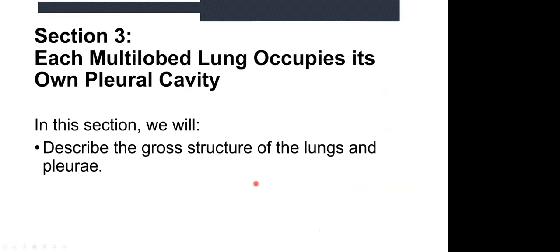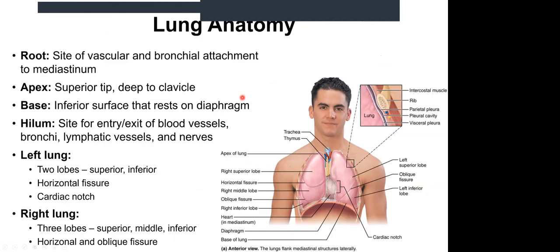So in this last section, we'll talk about the different gross structures of the lung and the pleura. So when it comes to lung anatomy, we have the root of the lung, which is where the lungs actually attach to the middle of the body. The apex is going to be this top tip point. The base is down here at the bottom that rests on the diaphragm.